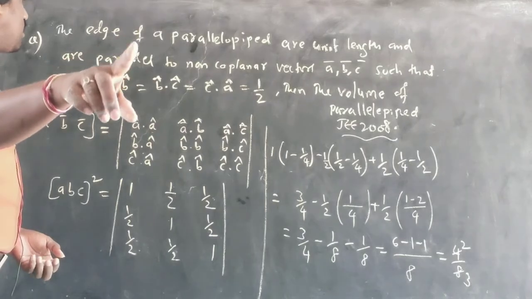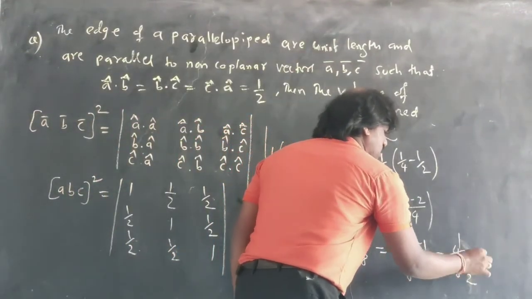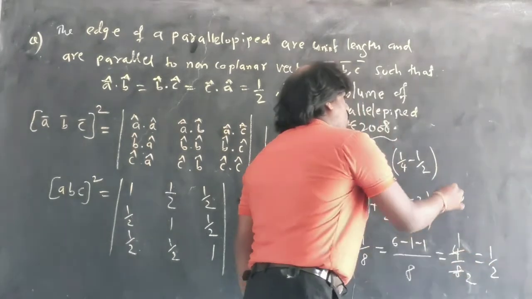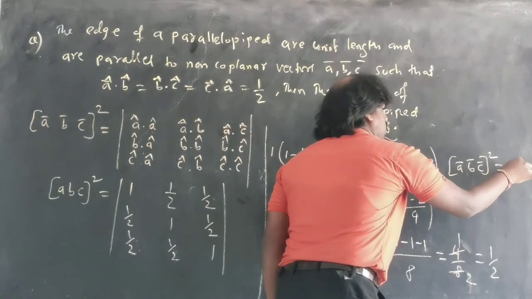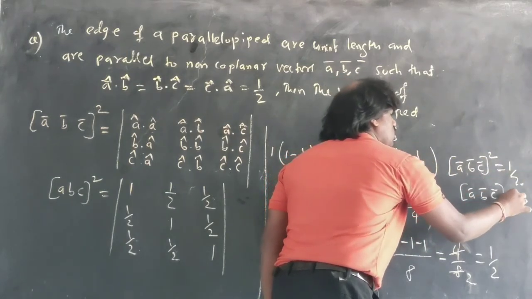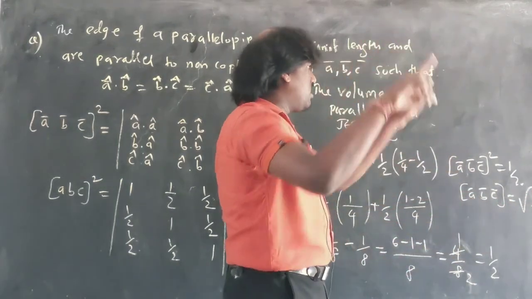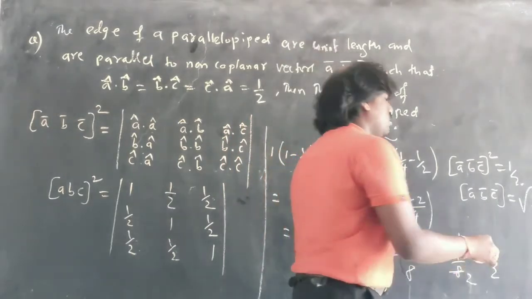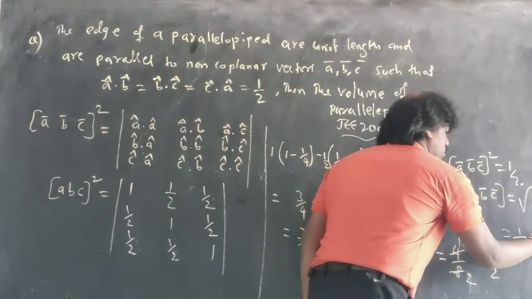Hope you understand. Here 4 ones are 4, and the 2s get cancelled. I got 1 by 2, so box ABC square is 1 by 2. So the answer of box ABC will be the square root of 1 by 2. Plus or minus you should not take because volume is a modulus. So the answer is 1 by root 2 cubic units.